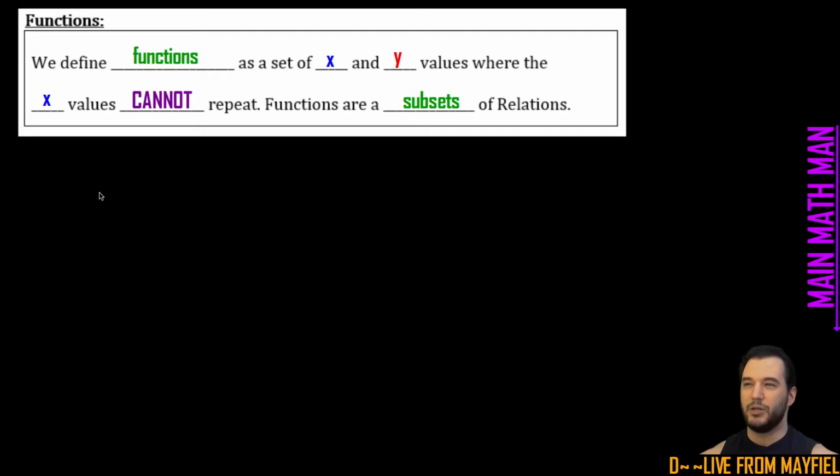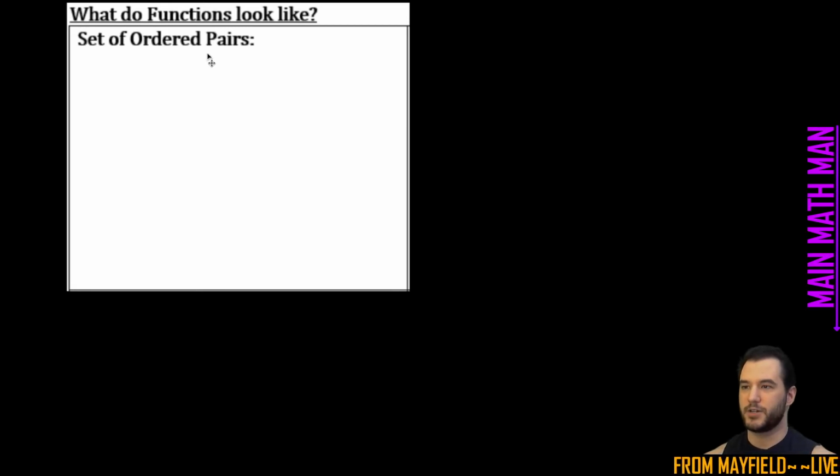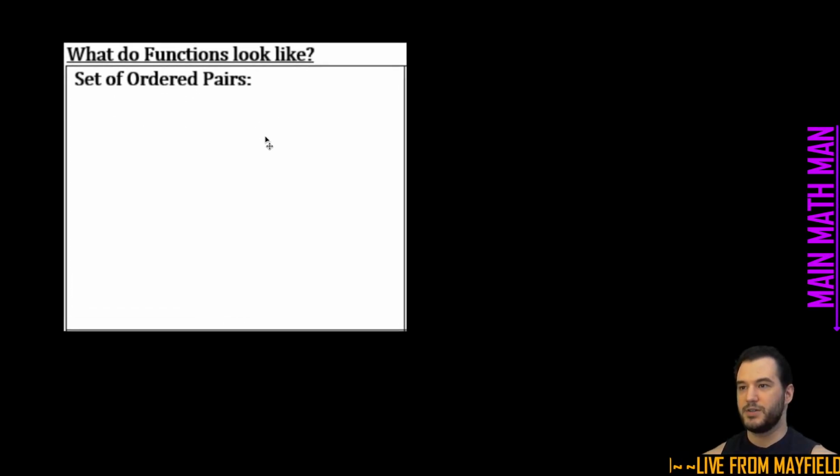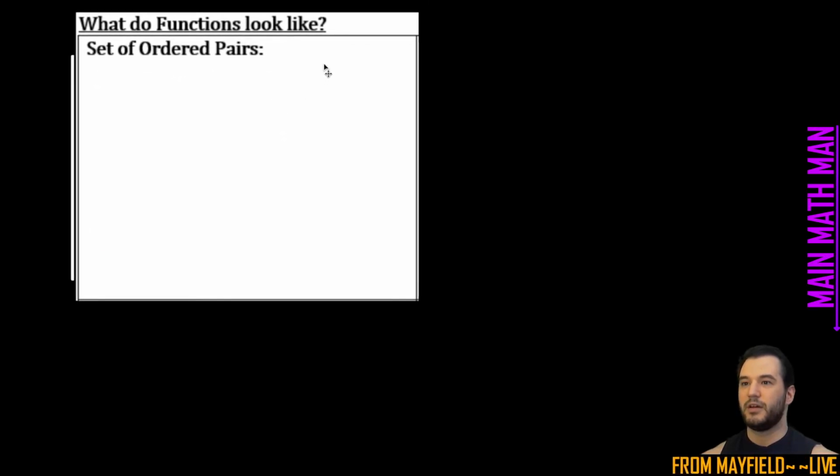So again, you would say, all right, functions are, what do we say for those again? They're a set of ordered pairs. However, those x values cannot repeat. So that means that functions are relations, but relations are not always functions. And so what does that function look like? Well, going back to how we had before, again, those set of ordered pairs, we would have something like this.